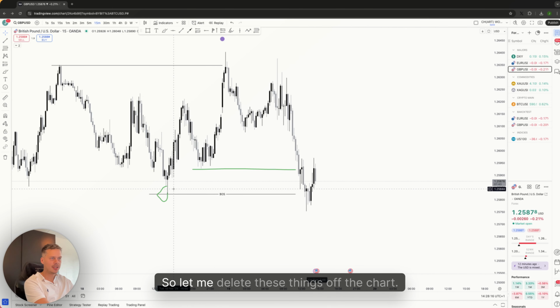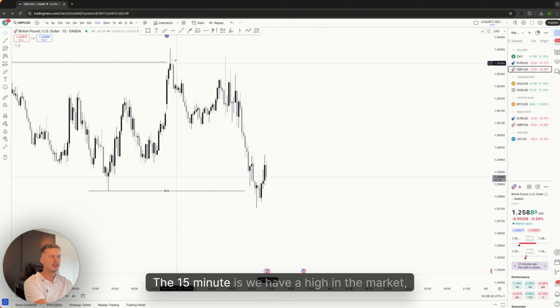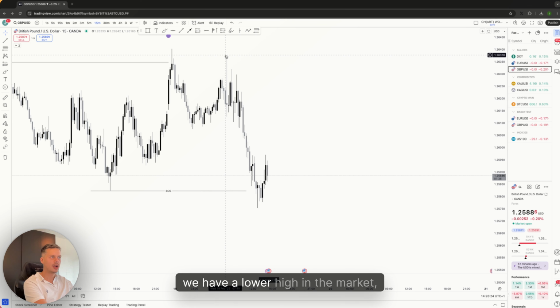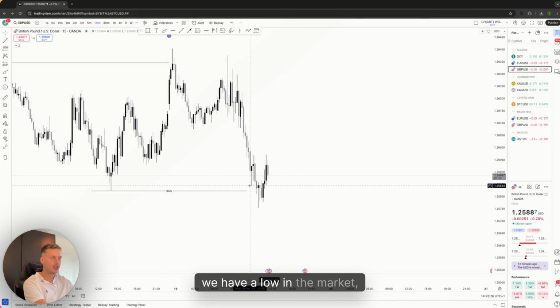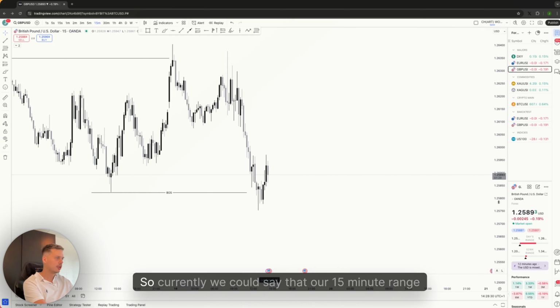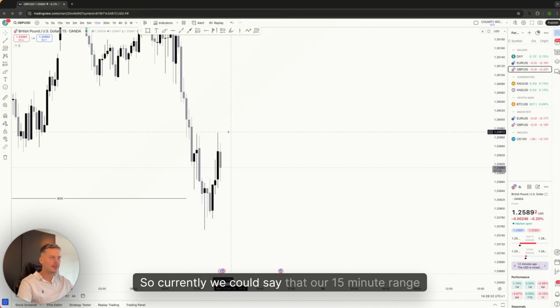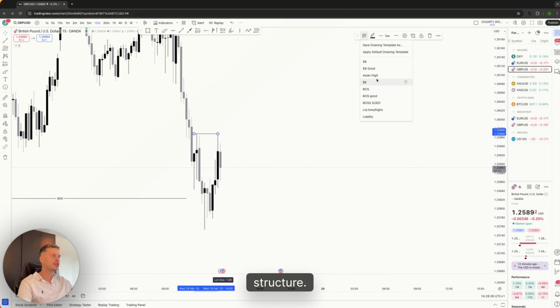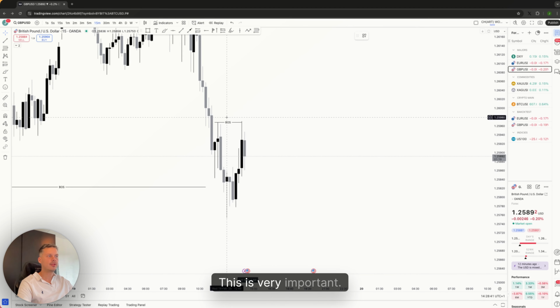So let me delete these things off the chart. On the 15-minute, we have a high in the market, we have a low in the market, we have a lower high, we have a low, we have a lower high, and a lower low. So currently we could say that our 15-minute range is bullish because we broke bullish market structure. All right, this is very important.